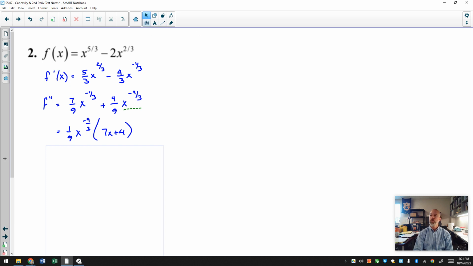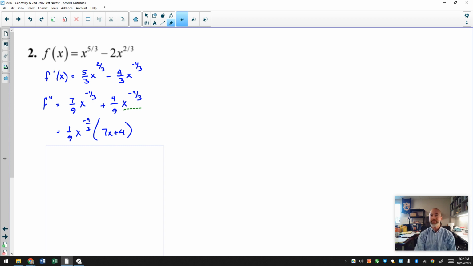And then when you factor that out, you have to remember that if you were to distribute that x to the negative 4/3 back through, what do I add? What do I add to negative 4/3 to get to negative 1/3? And that ends up being 1. And so 7x to the first plus 4 is how this will factor.